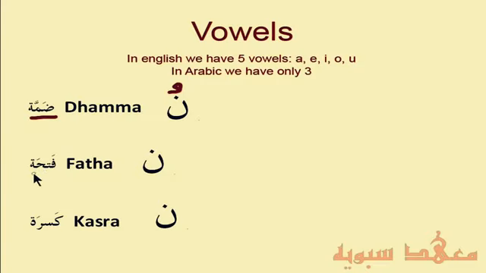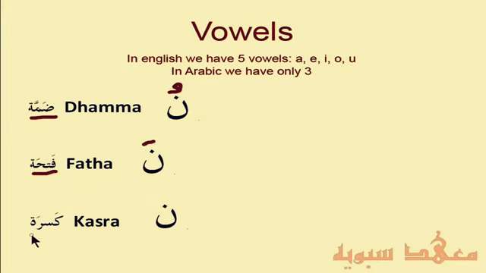Secondly, we have the Fatha. Now with Fatha, it's written as a line on top of the letter, and it has the sound of a. That would be na. So you can watch this video to listen to the letters of the alphabet being pronounced with a fatha.